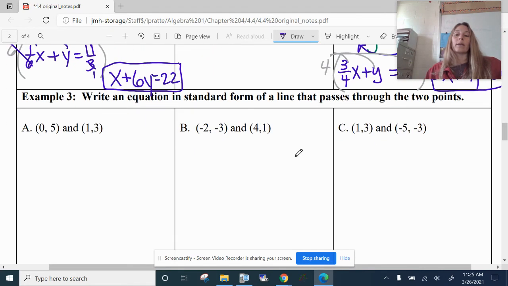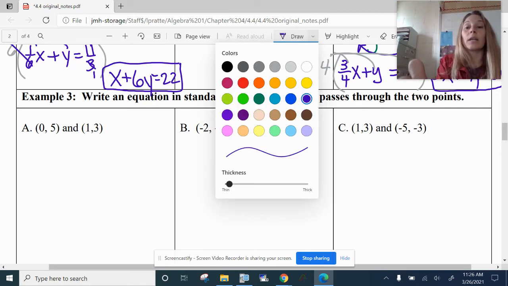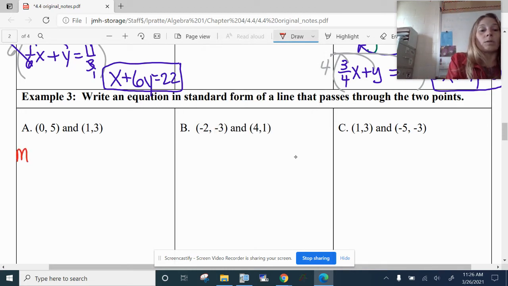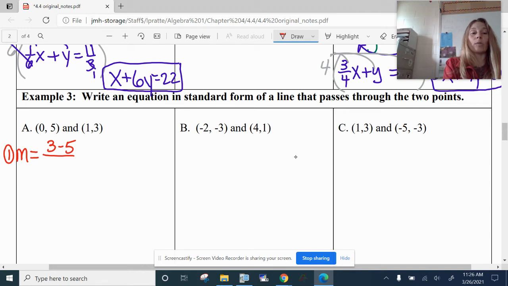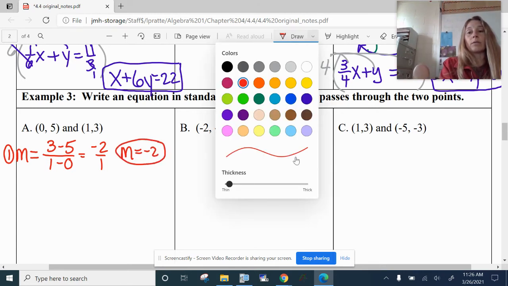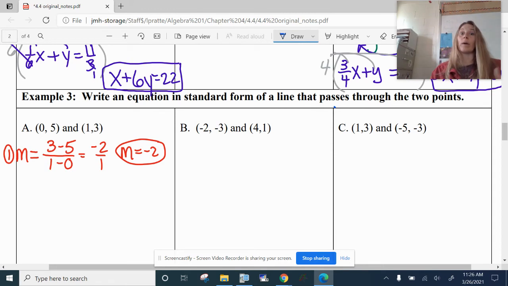Okay, so now the next few problems are going to be the same idea, but now the slope's not given to us. We're actually going to have to use that slope formula to find the slope. So here for step 1, I'm just going to do my y2 minus my y1. For me, that's 3 minus 5, and then my x2 minus my x1. Negative 2/1, so that means my slope is negative 2. Now you either can find the b or use point slope.